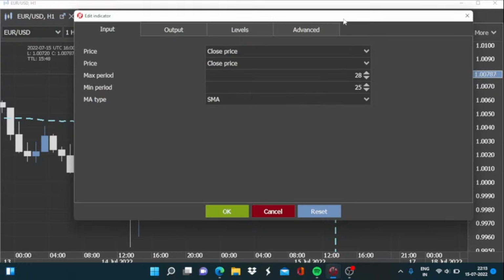You can also opt for different applied prices. Now let's increase it to a combination of 25, 50.